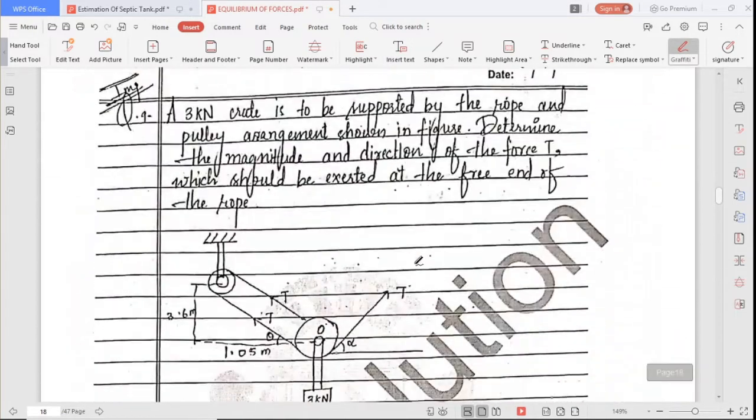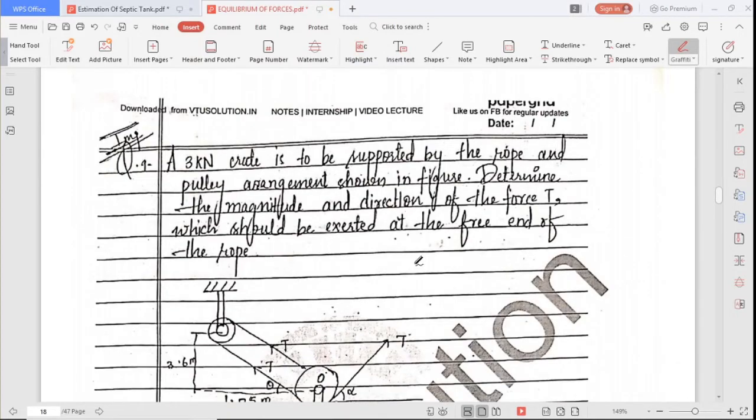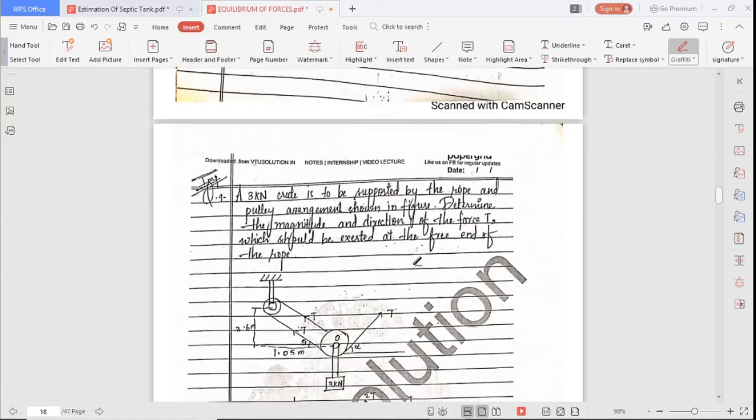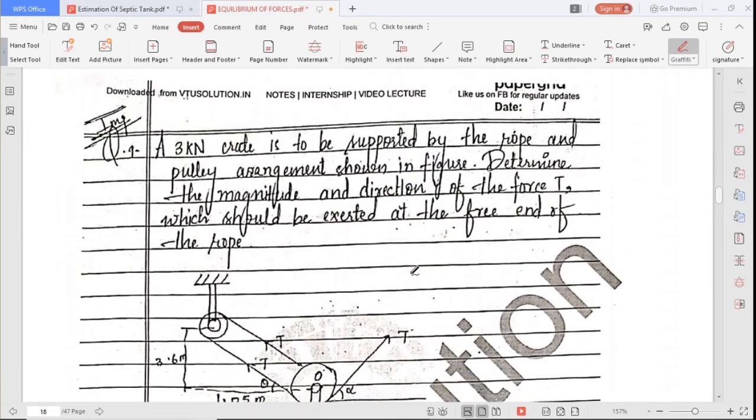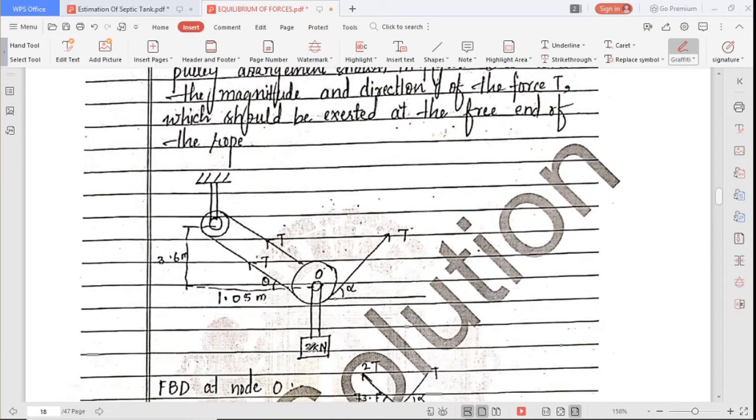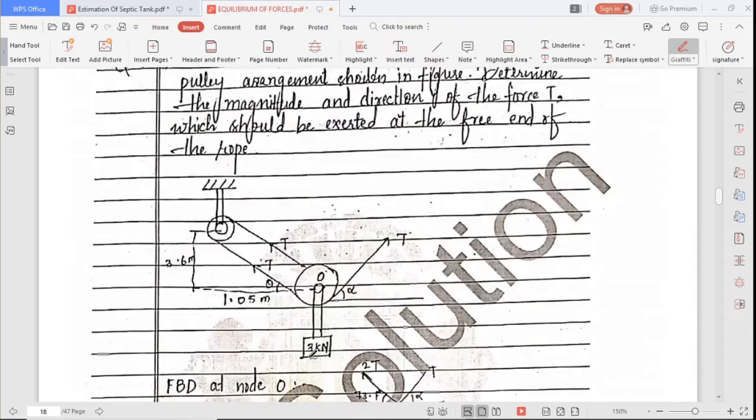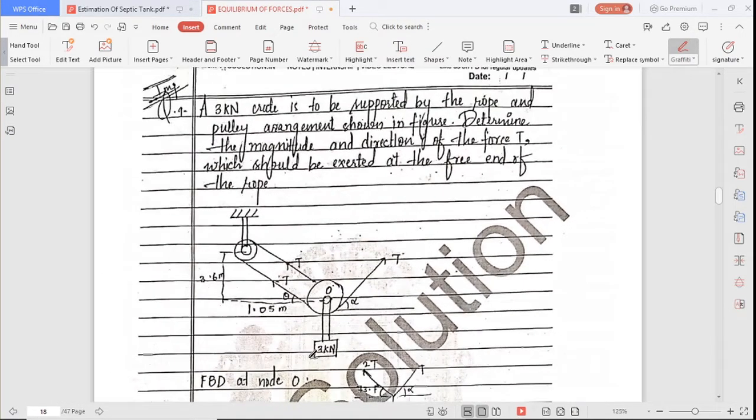Okay. Now we'll see the ninth problem. What is given? A 3 kilonewton crate is to be supported by the rope and pulley arrangement shown in the figure. Determine the magnitude and direction of the force T. Where is the force T? Here, the force T. Okay. Which should be exerted at the free end of the rope.